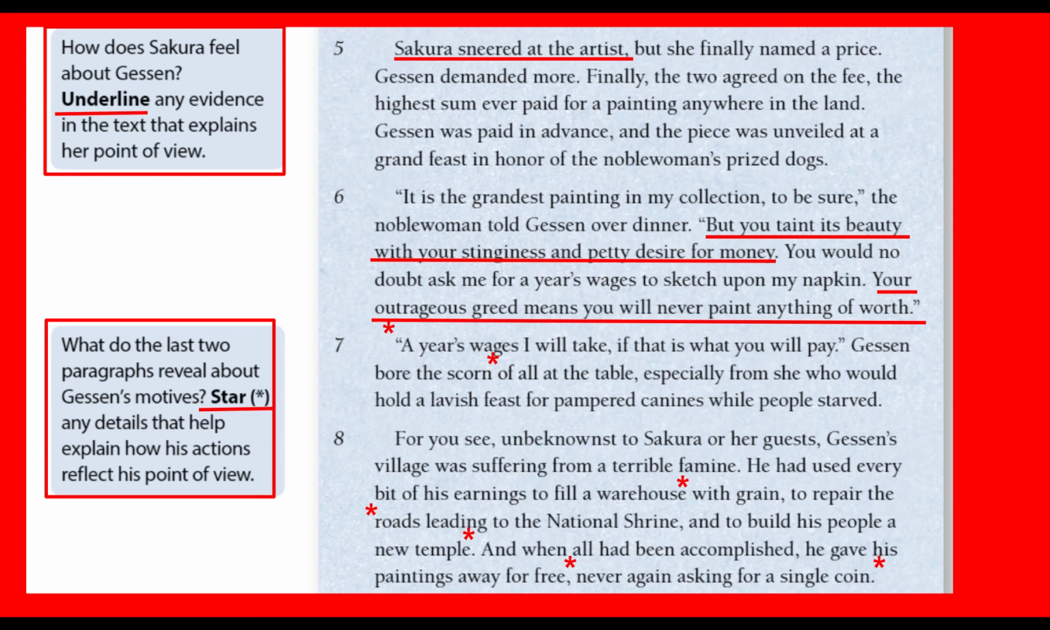Jeshen, on the other hand, knows exactly what he's doing with his money, right? He has a good use for it. He is using it to restore the village. And whenever that's done, Jeshen paints for free. He never asks for a single coin. But Sakura doesn't know that. And because she doesn't know that, she has a totally different way of looking at it, right? So it all depends on your point of view and how you look at the situation.